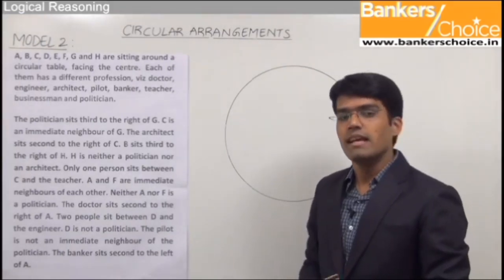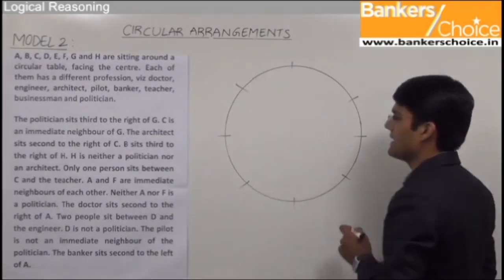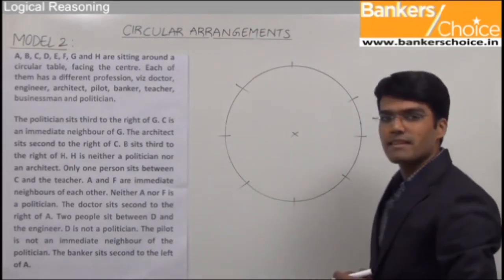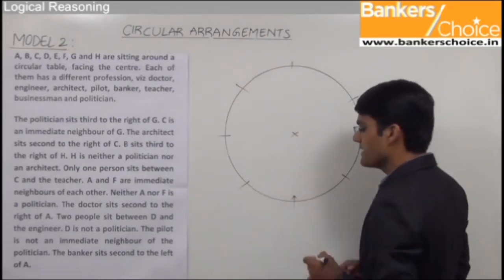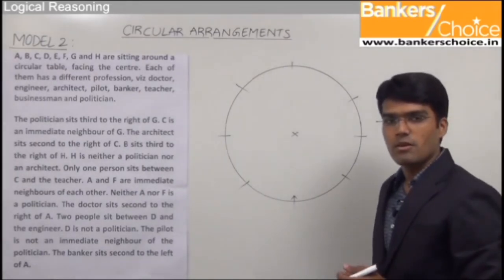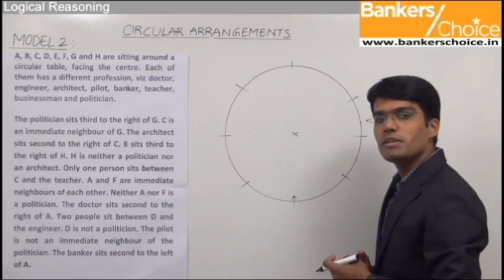Let us first mark the 8 positions around the circular table as shown here. So the 8 positions can be taken as 1, 2, 3, 4, 5, 6, 7 and 8. And we also know that all these 8 persons are facing the center. So each of the persons is looking at the center, and that means they can all see each other. And as we have discussed, whenever a group of persons are facing center, left of the person should always be towards the clockwise direction, and the right of the person should always be taken in the anti-clockwise direction.